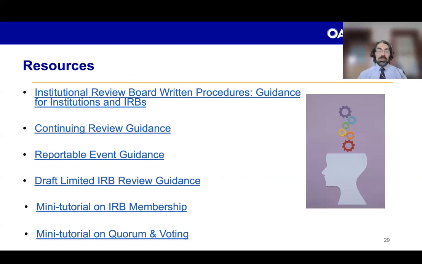Again, this was a very brief introduction to some very detailed topics. We have some guidance available on IRB written procedures, continuing review, reportable events, and please remember to review and comment on our draft limited IRB review guidance. As I mentioned earlier, we have some mini tutorials on the concepts of IRB membership, as well as on quorum and voting.